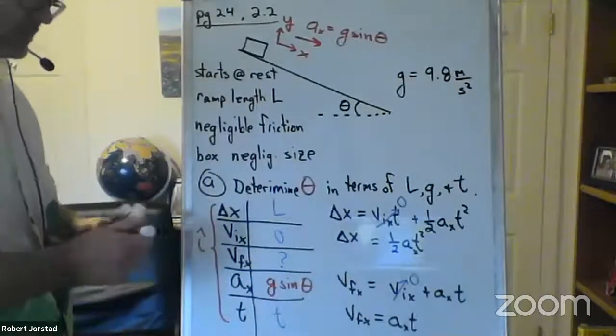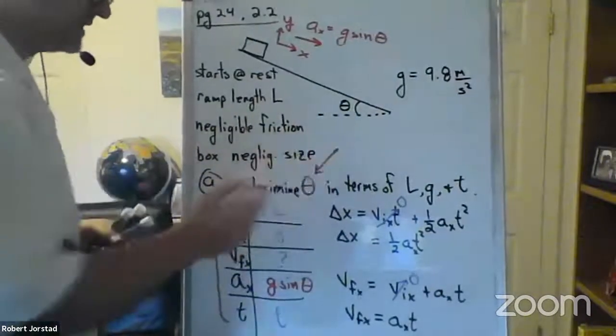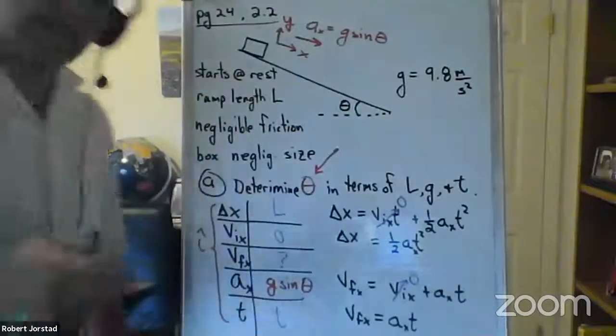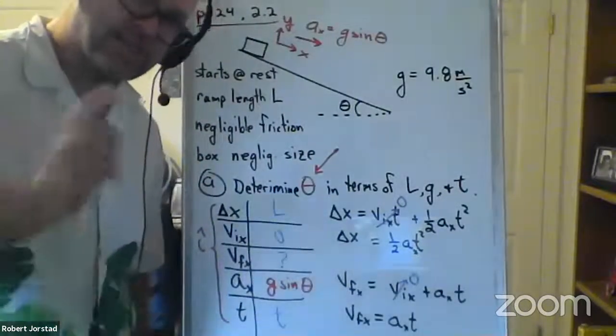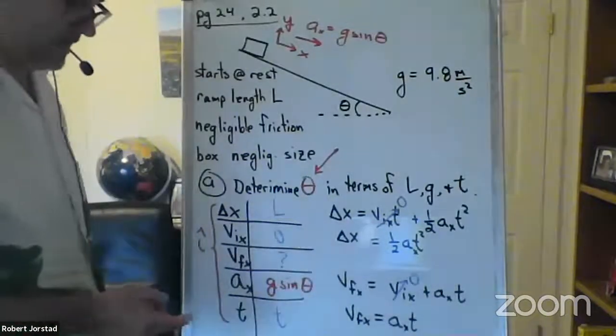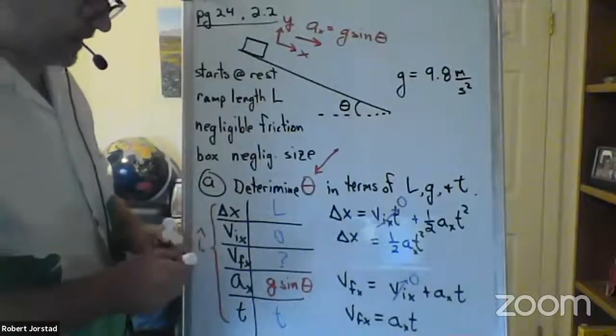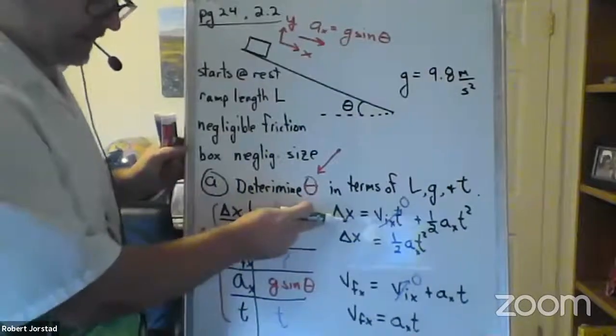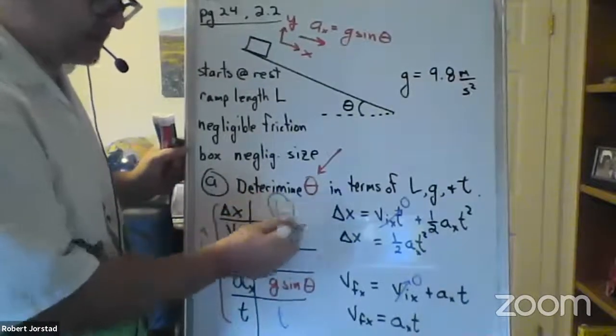Oh yeah, we're supposed to get theta. We're supposed to find this. So we need an equation that has theta in it. Let's take a look here. I'm going to do a little step here where I like to check things. Delta x, that is a known.